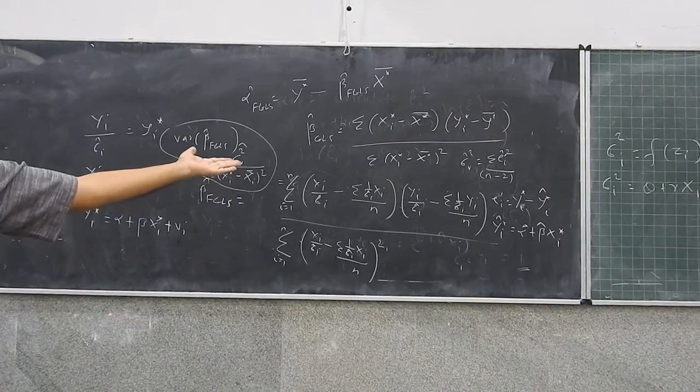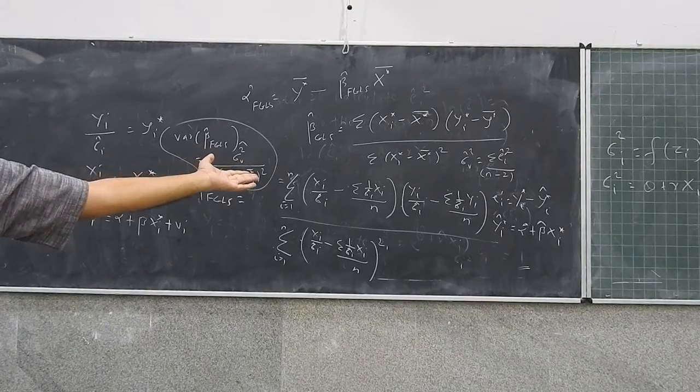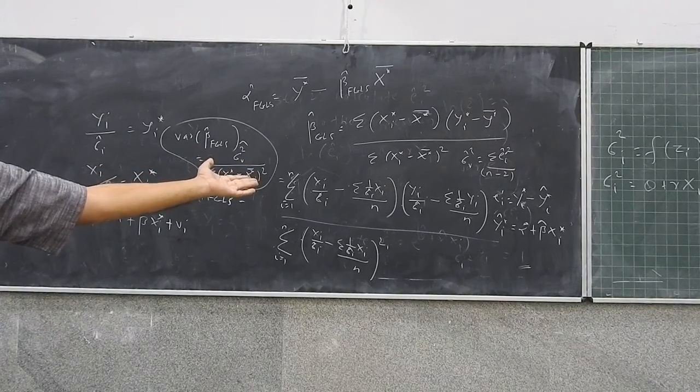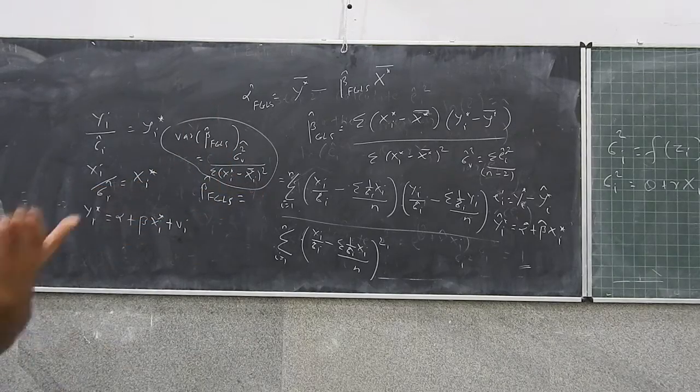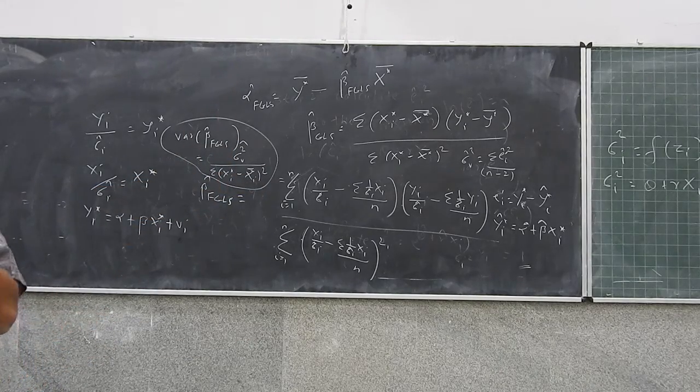But because we don't know them, we worked out a strategy for getting an FGLS. So because we do not know sigma i square, we have found a strategy for estimating sigma i square. Right? Everybody get this clearly? Sure? Any doubts?